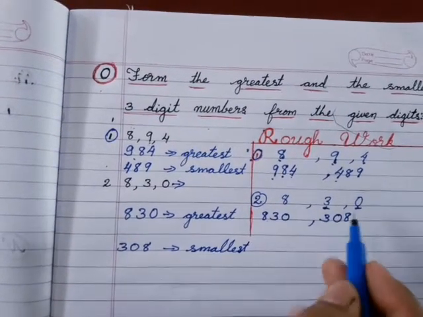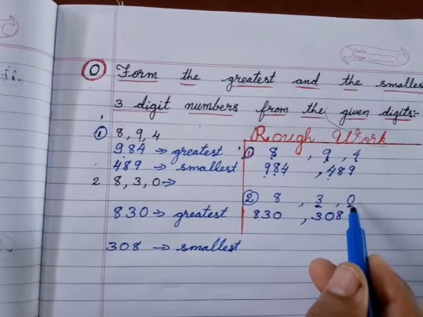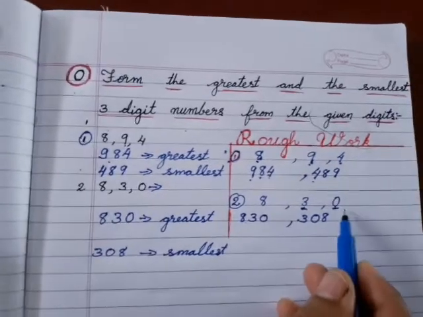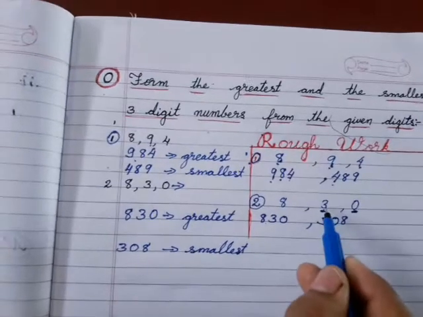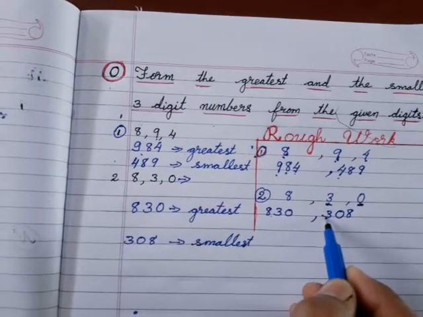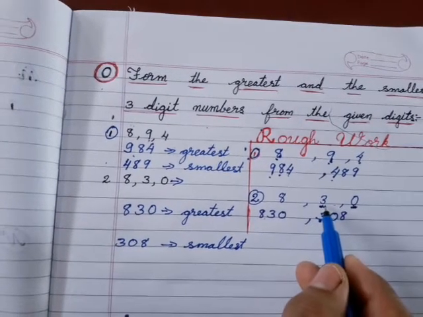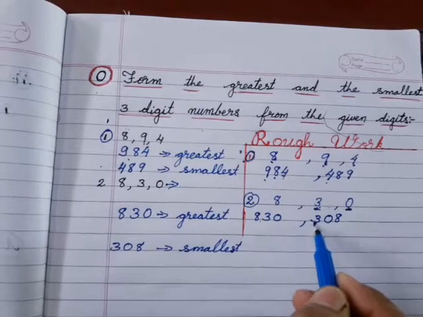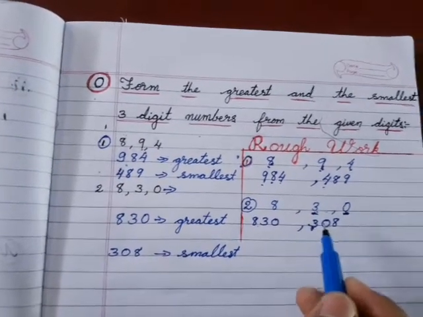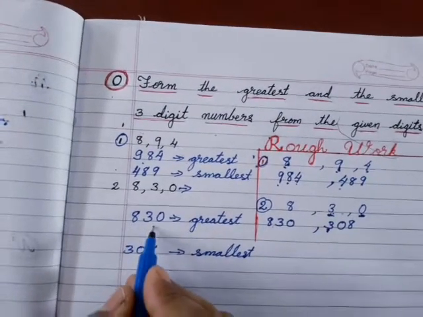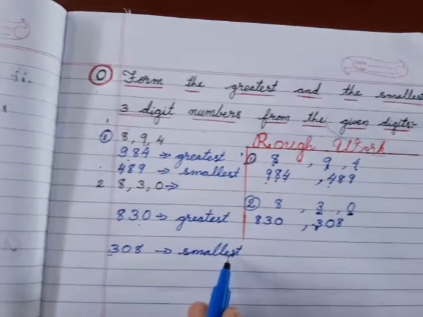See, always be careful. You are getting a 3-digit number. The digit 0 has the lowest value, but you don't start the smallest number with 0. We write 3 down first. If you get a 0 in the digits, you take the second smallest digit, that is 3, bring it down, then 0 and 8, 308. Then you are getting 830 as the greatest number and 308 as the smallest number.